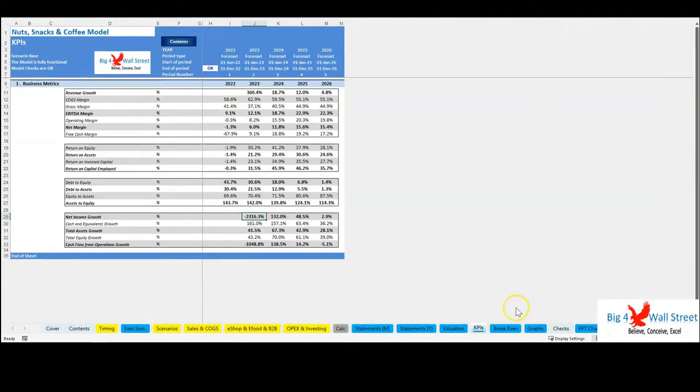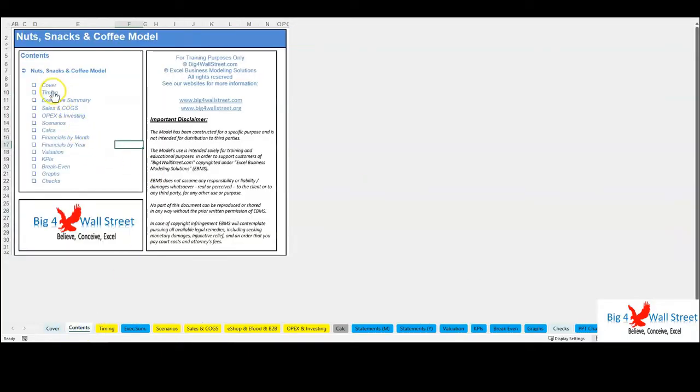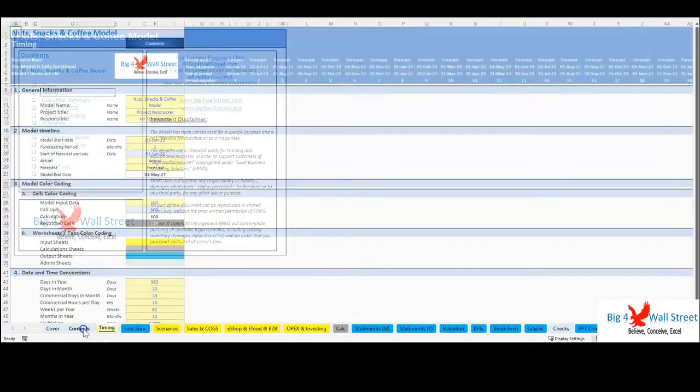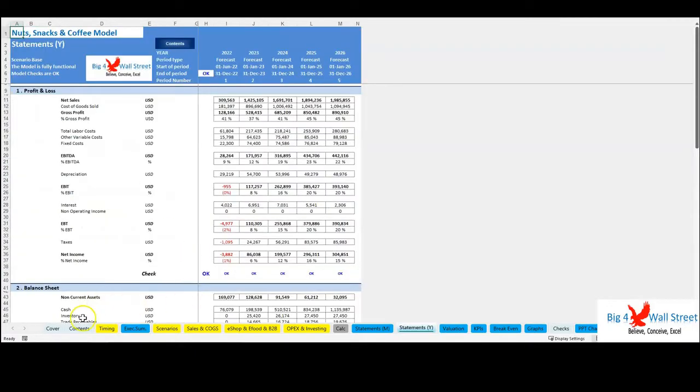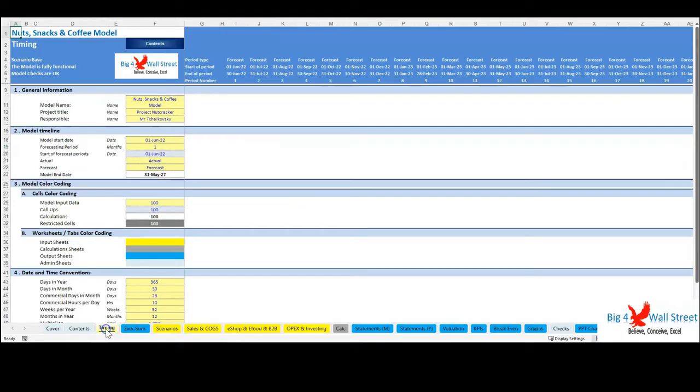So a quick overview of the model. In the Contents tab you can see the structure of the model, and by clicking on any of the headlines, you will be redirected to the relevant worksheet. On the Timing tab you are able to feed the general information for the model such as model name, responsible, timeline of the model and date and currency conventions. Additionally, there is a description of the color coding of the model in the same tab.